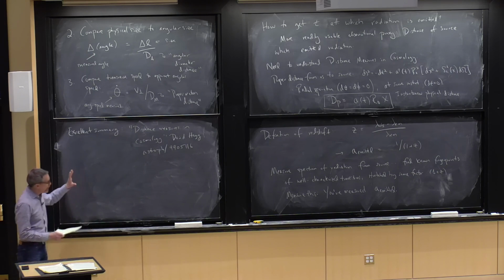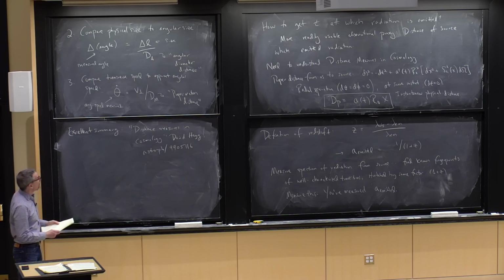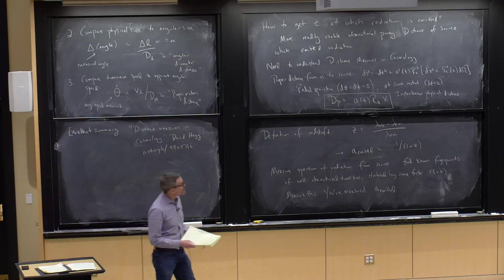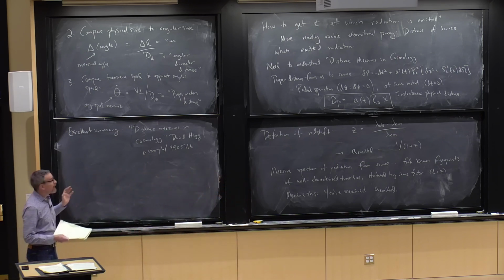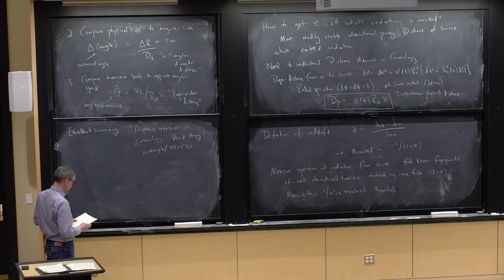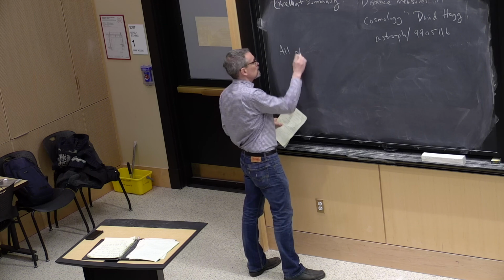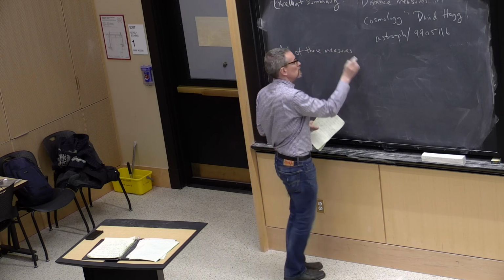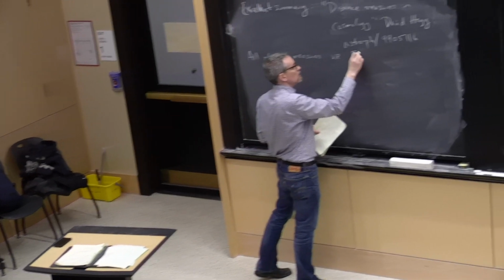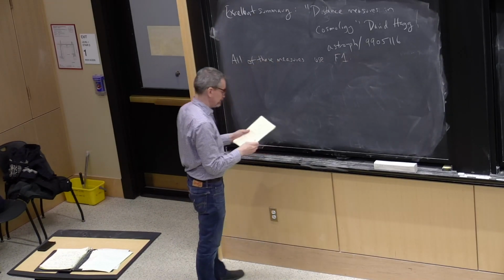What we're going to do, so the textbook by Carroll goes through the calculation of d sub L. On a problem set, you will do d sub M. We're going to go through d sub A, just so you can see some of the way that this works. Let me emphasize one thing. All of these measures use the first Friedmann equation.